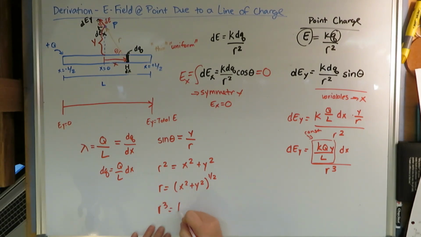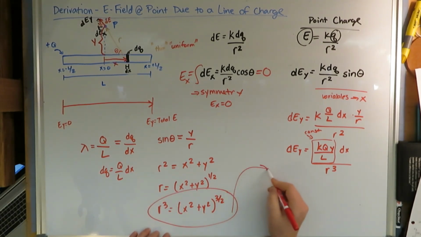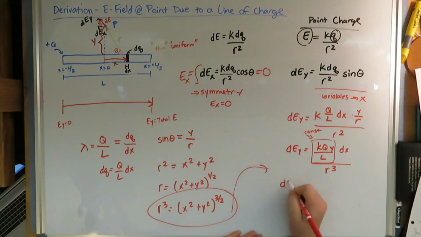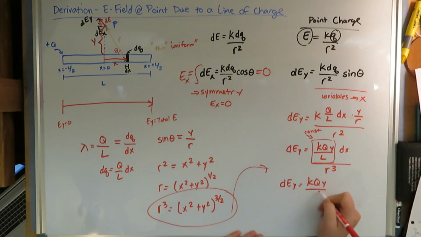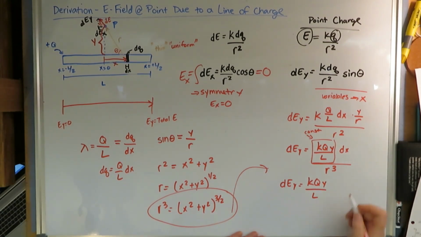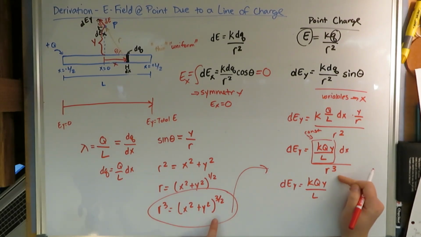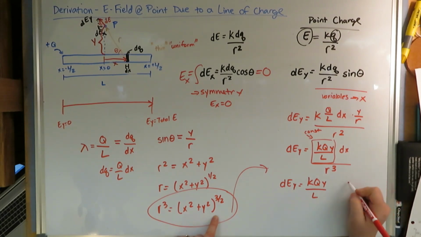R cubed is going to be x squared plus y squared to the 3/2. So then you can take this and substitute in over here, and I get dEy is equal to k q y over L as constants. I'm going to get r cubed on the bottom. So I'm going to end up with dx over x squared plus y squared to the 3/2.